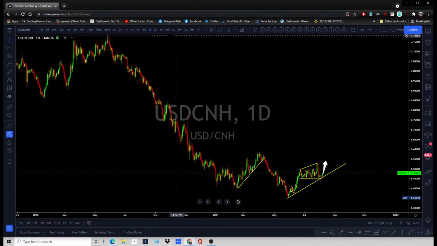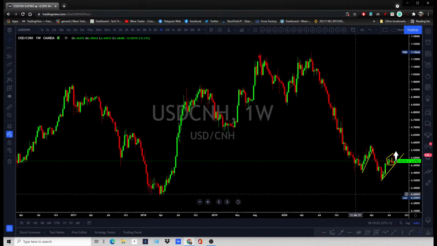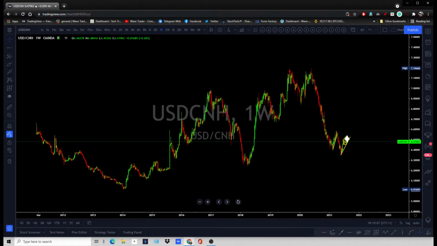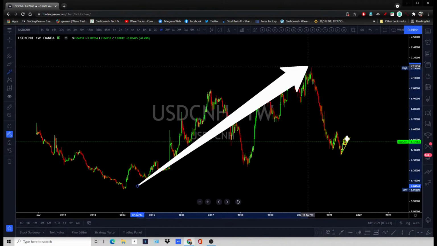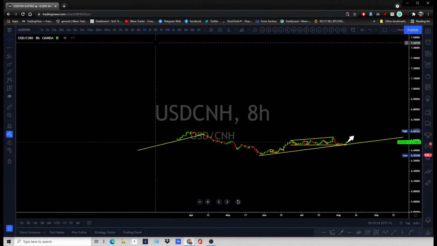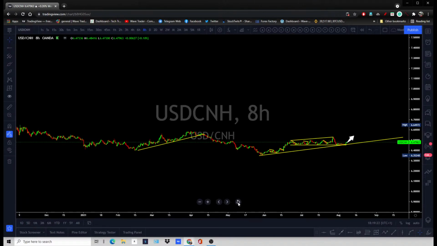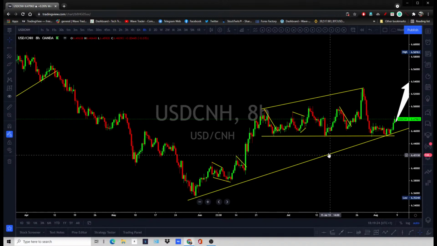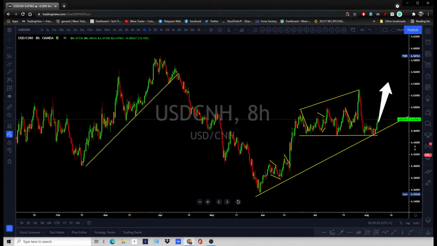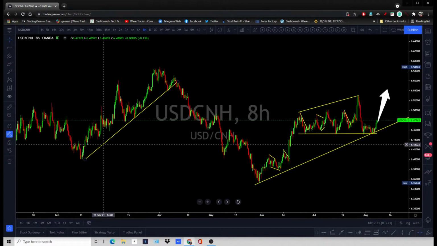Dollar-Chinese yuan, a longer-term reversal is on its way. The trend is trying to hold, this longer-term trend. So on the lower time frame, it's simple and easy, no need to get confused.